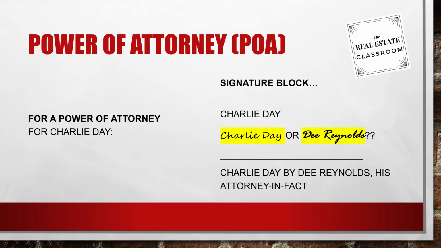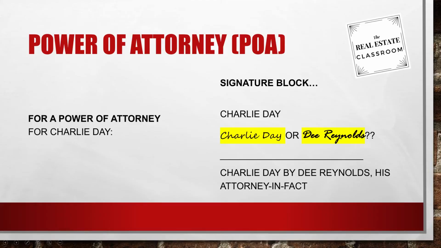So here's the example. Charlie Day owns this piece of property, and through a power of attorney has designated D. Reynolds as the power of attorney, or what we call attorney in fact. So D. Reynolds is his attorney in fact. That's just the legal term for D. Reynolds. So D is going to sign all the documents, contracts, disclosures, and deed sets. All right? Two things I want to note here.